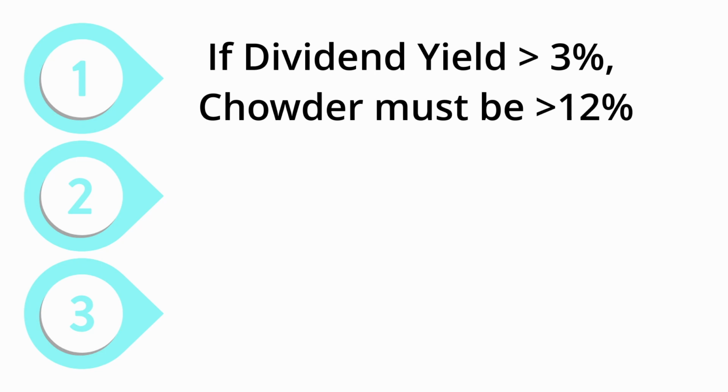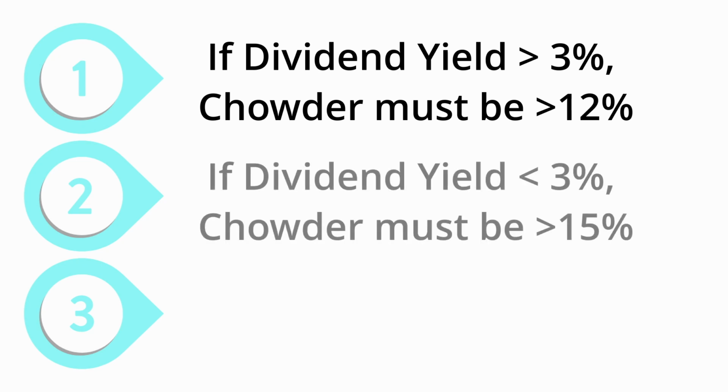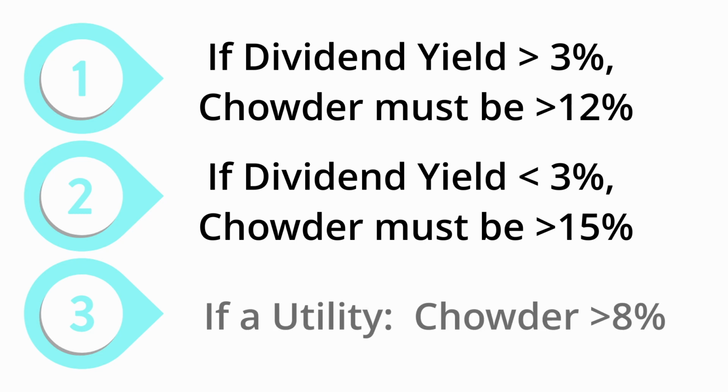Rule number 1, if a stock has a dividend yield greater than 3%, its Chowder number must be greater than 12%. Rule number 2, if a stock has a dividend yield less than 3%, its Chowder number must be greater than 15%. And finally, rule number 3, if a stock is a utility, its 5-year dividend growth rate plus its dividend yield must be greater than 8%.